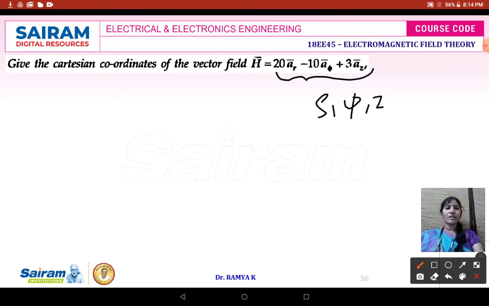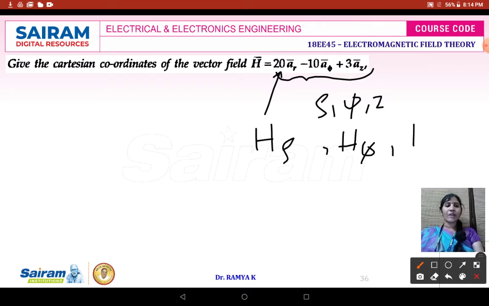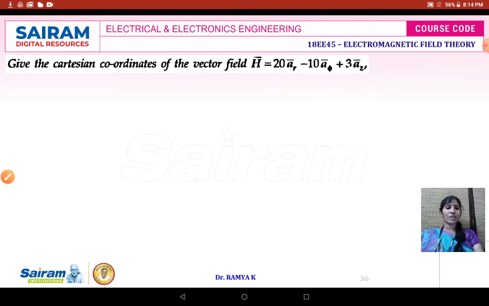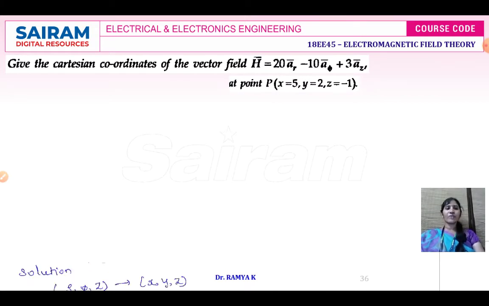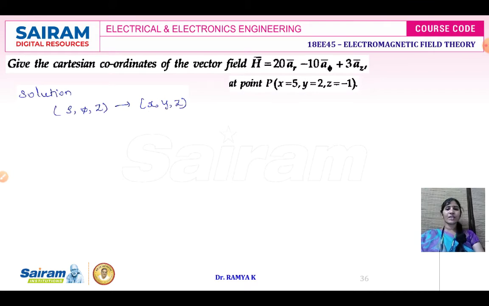You can see the value of H rho in the H vector is going to be 20. The value of H phi in the H vector is going to be minus 10. The value of Hz in the H vector is going to be 3. So the given coordinates are in the cylindrical coordinate system, and you have to find H at point P: x is equal to 5, y is equal to 2 and z is equal to minus 1.